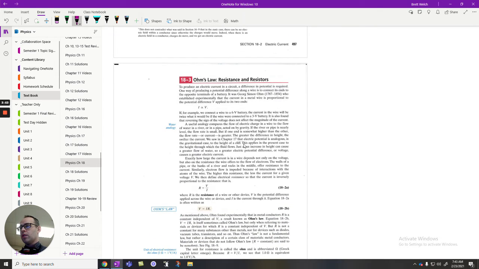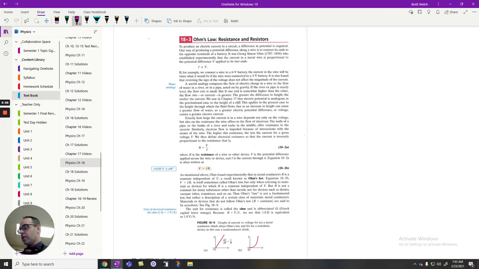The second is what's called Ohm's Law, and this is probably the most fundamental law you need to walk away with out of this chapter. While we need to know what current is, we need Ohm's Law to solve so many problems.